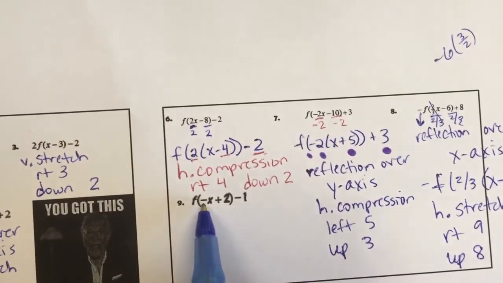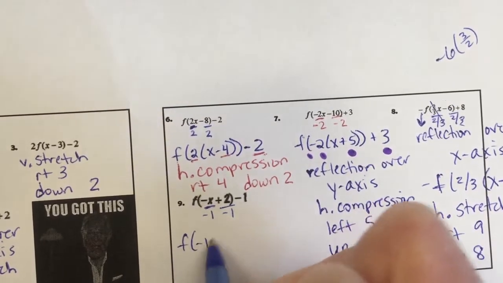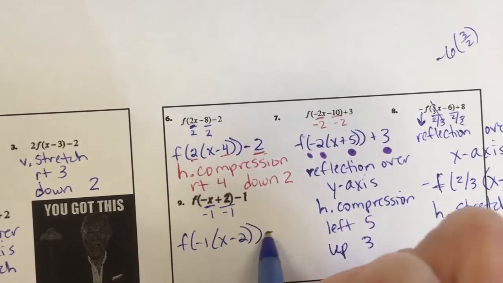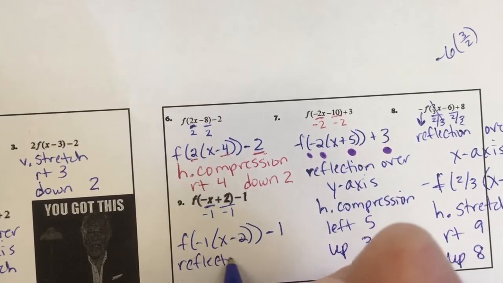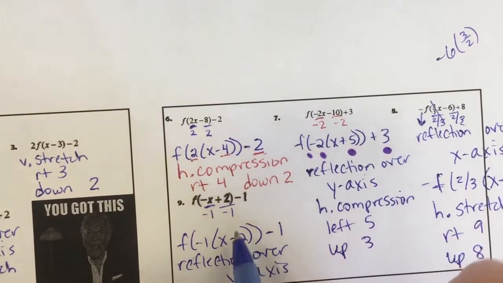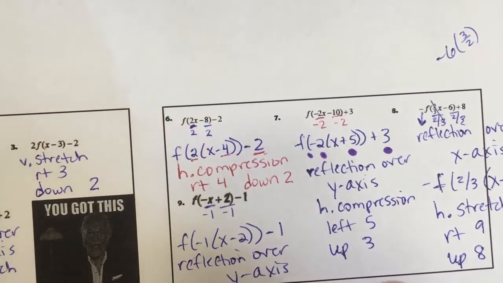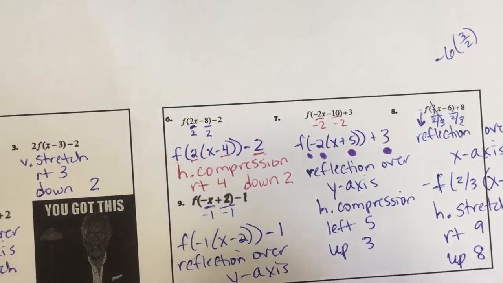Even when there's a negative with the x, you also have to divide them both by -1 in order to get the transformations correct. So the -1 is a reflection over the y-axis. The -2 moves it right 2, and the -1 moves it down 1.